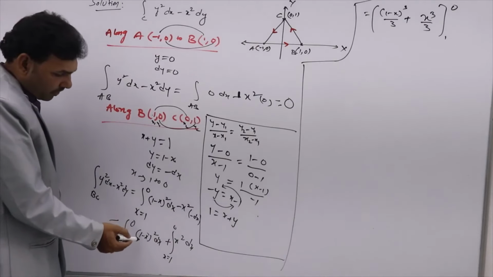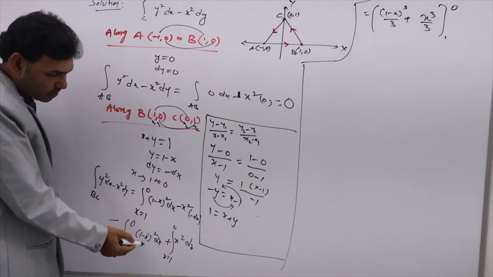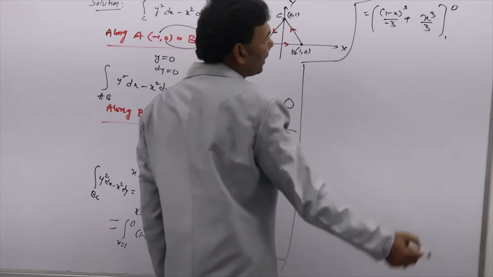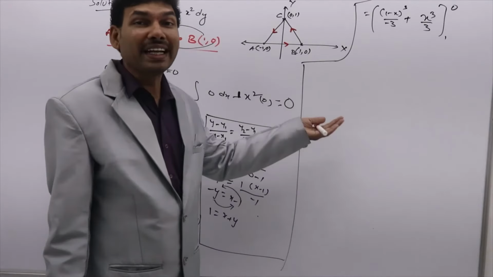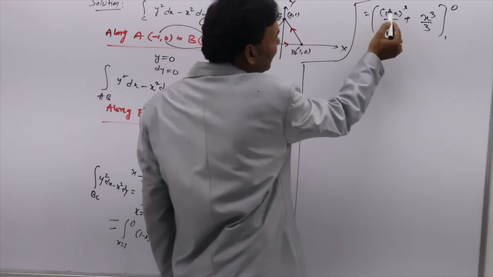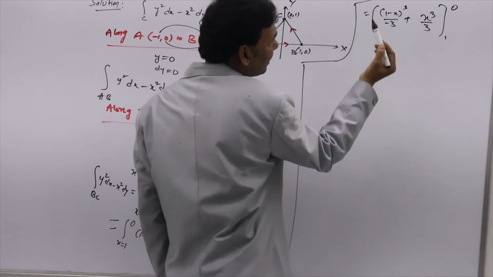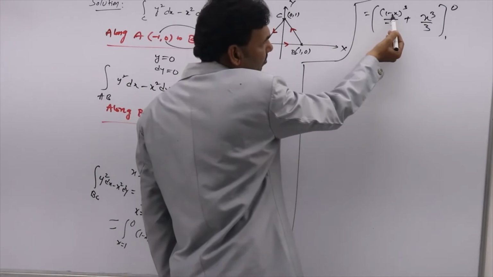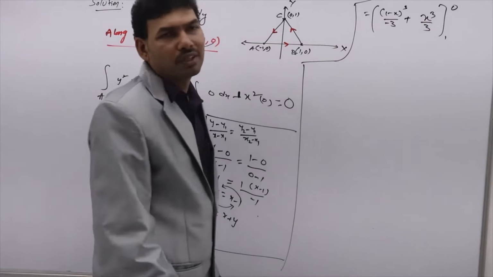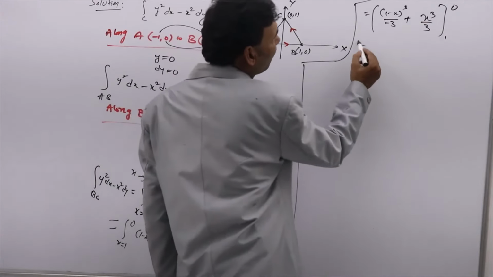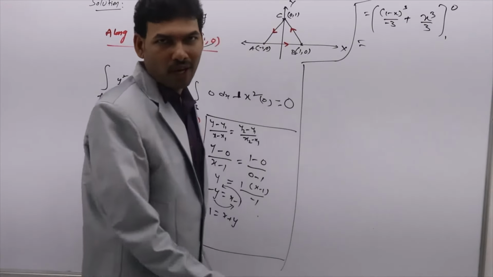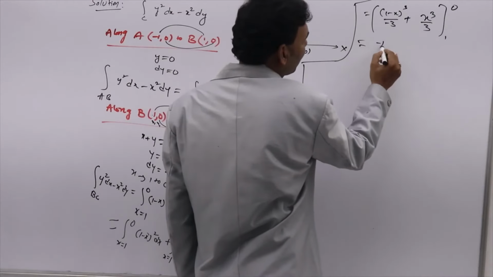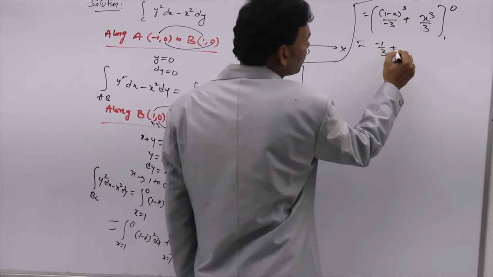Differentiation of 1 is 0, differentiation of x is 1, so minus 1 you will get. That minus you need to write in the denominator. After integrating, the differentiation term you need to write in the denominator. Now write in the place of x, 0 first, next 1. If you write in the place of x 0, what you will get? Minus 1 by 3. This becomes 0.